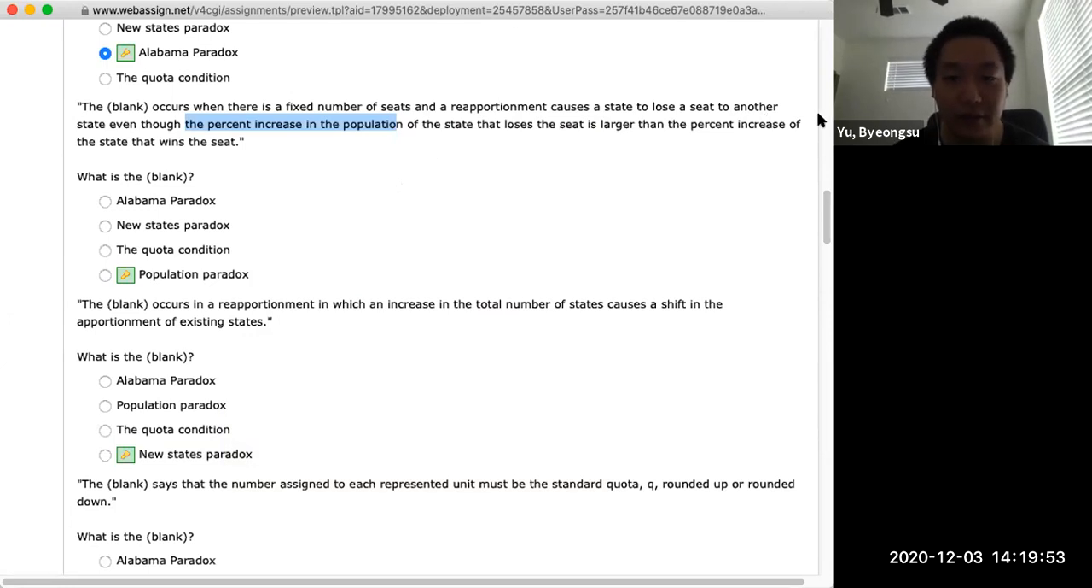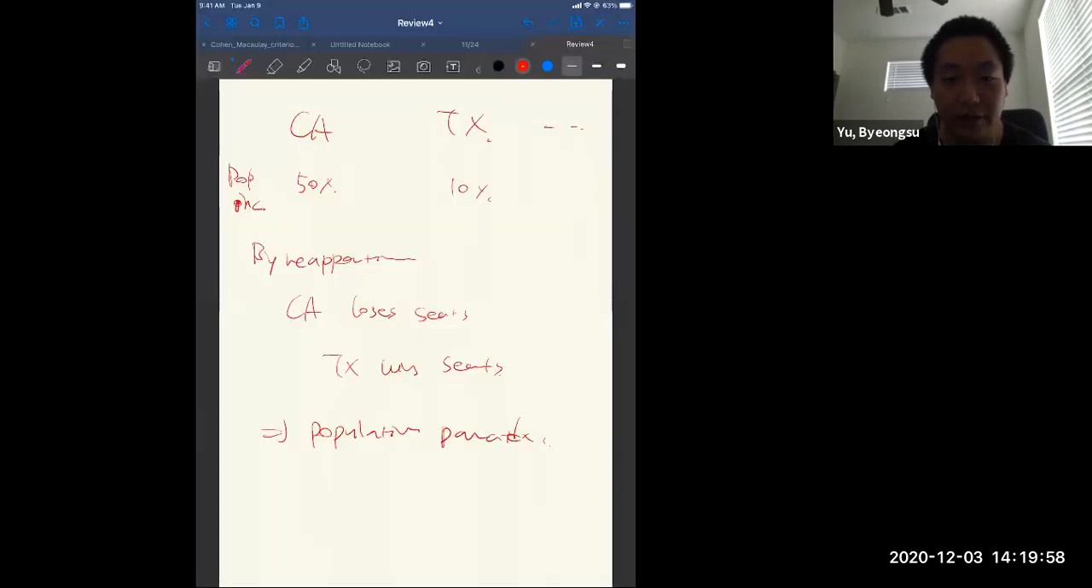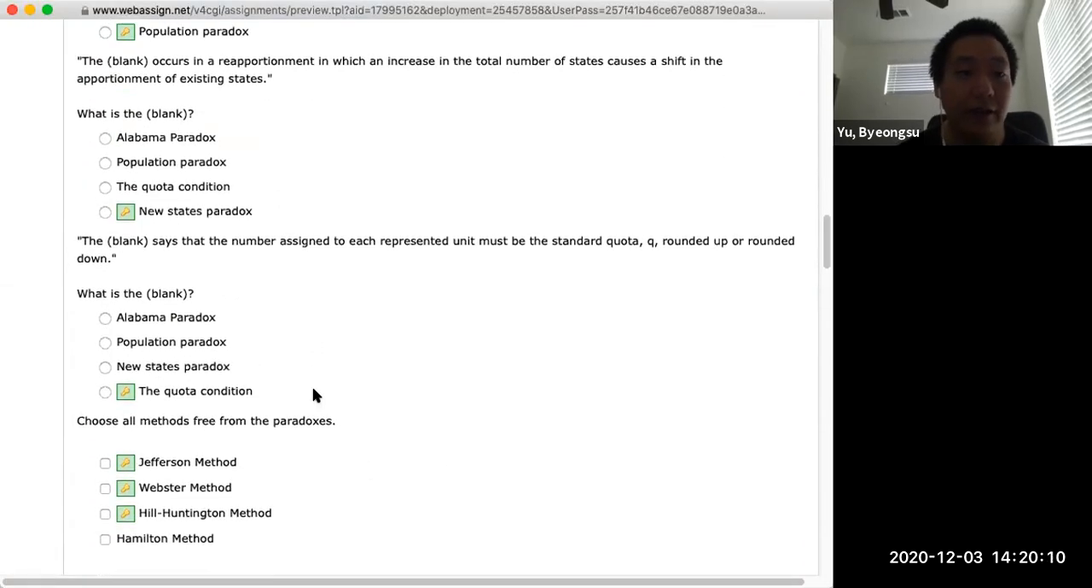Okay, in the next one, the blank occurs in a reapportionment in which an increase in the total number of states causes a shift of apportionment of existing states. An increase in the total number of states means that new states came in. So definitely it is called the new state paradox.